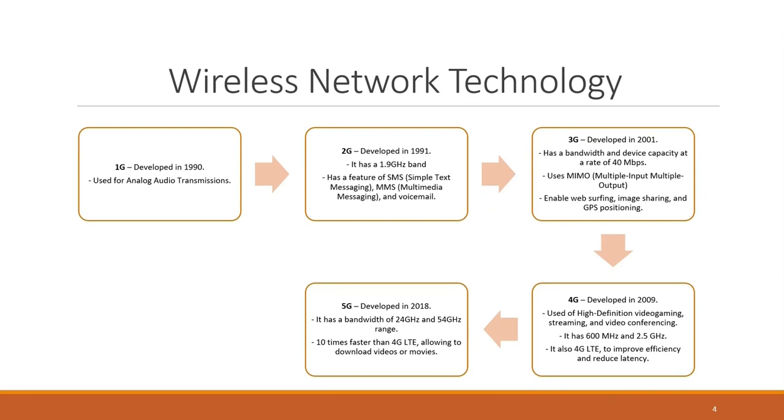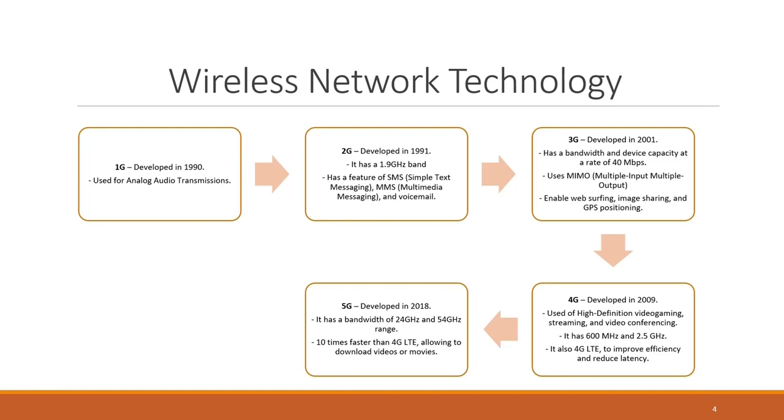The second one is the development of 2G, or the second generation, in 1991. It has a 1.9 gigahertz band and has the features of sending simple text messaging, multimedia messaging, and voicemail. With MMS, you can also send photos and voicemail to other people through the help of this cell phone and 2G.